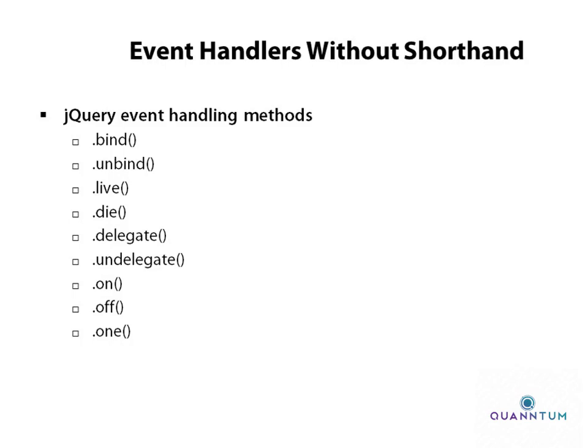jQuery provides numerous methods for attaching event handlers to elements. Each of these methods ultimately calls the base method of on. The bind method is used to attach event handlers to elements that currently exist on the page. For static pages, this method will work just fine. Here's the syntax for the bind method.